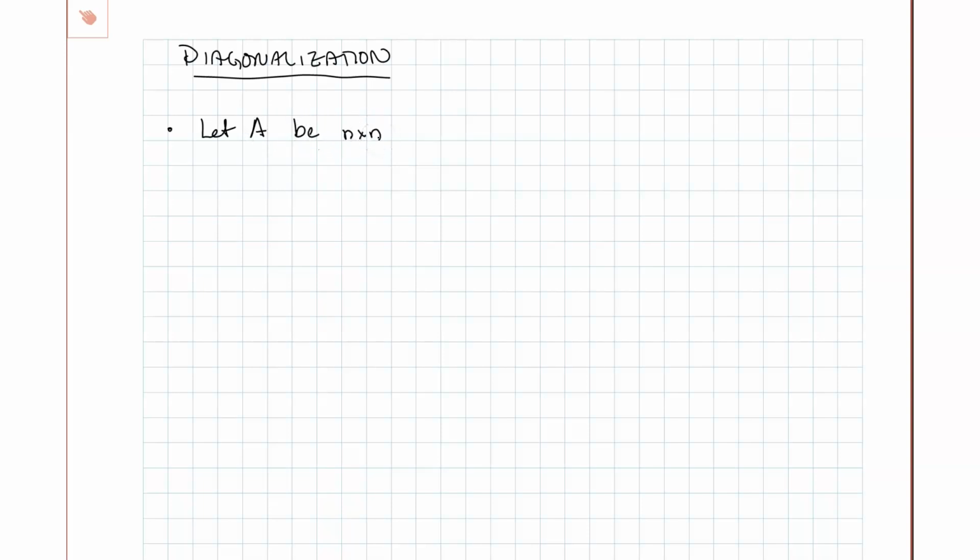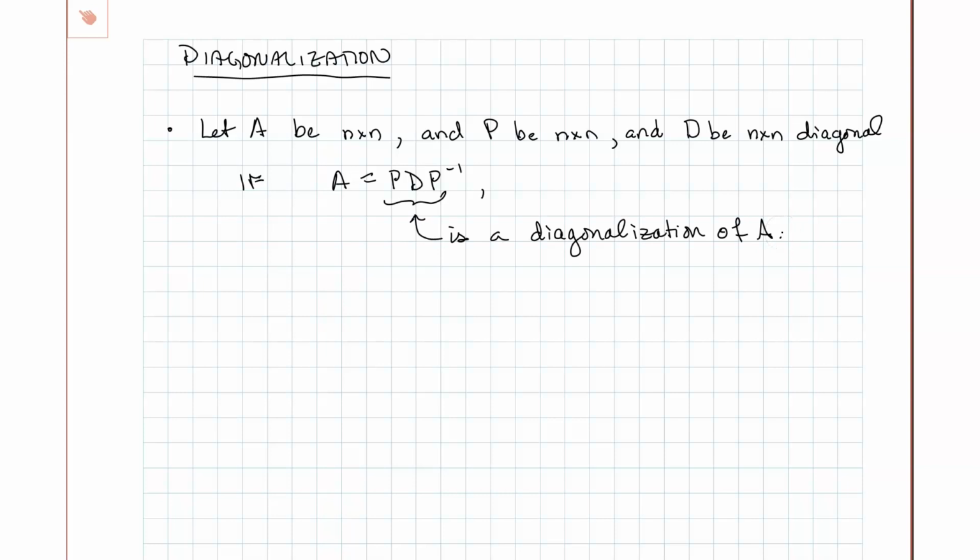So we're going to start with an n by n matrix A and another n by n matrix P and D an n by n diagonal matrix. Now, if we're able to compute and verify that A is equal to P times D times P inverse, then we say that that PDP inverse is a diagonalization of A. And if such a P and D exists for a matrix A, we say A is diagonalizable. Another way of saying that is that A is similar to a diagonal matrix.